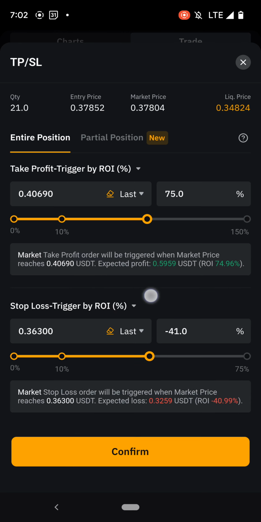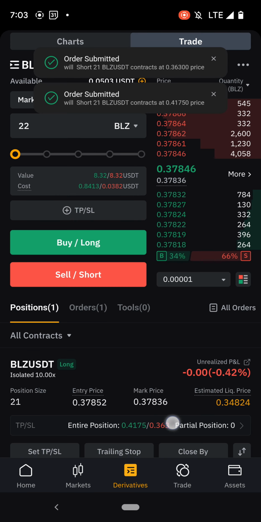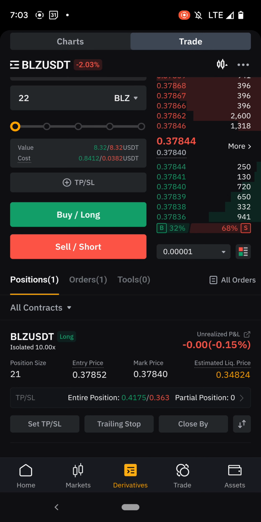And then take profit. If I say take profit from 20% right up to 100%, you can decide to drag it to 100%. Good. That's how you set your take profit based on percentage. And then you just click on confirm. Confirm means you have confirmed that particular take profit and stop loss.